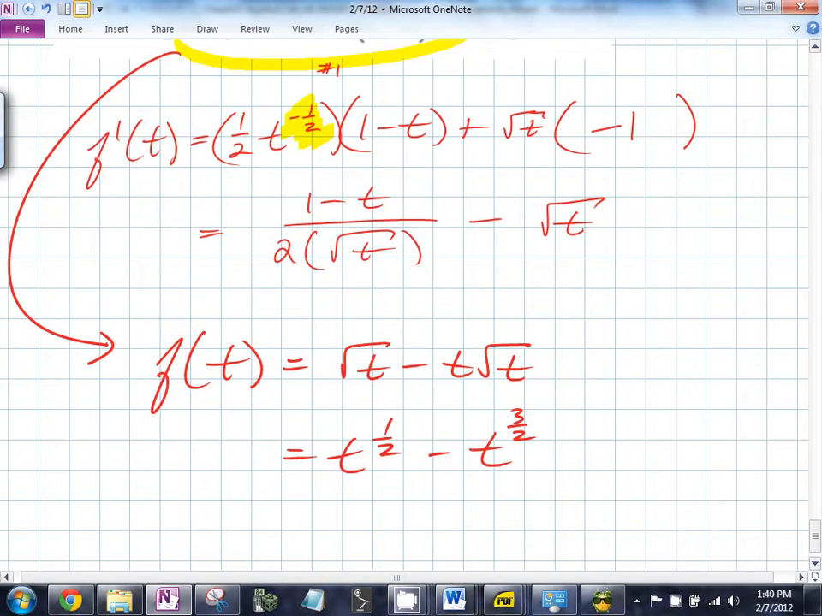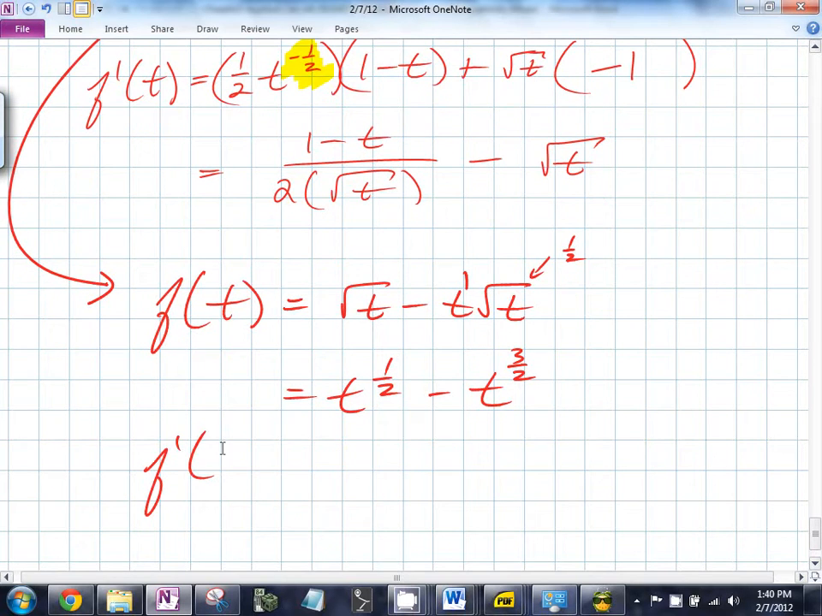It's t to the 1, and this is t to the 1/2. What's 1 plus 1/2? 3/2. So now can we take the derivative? Yeah. What's the derivative now? 1/2 t to the negative 1/2 minus 3 over 2 t to the 1/2.